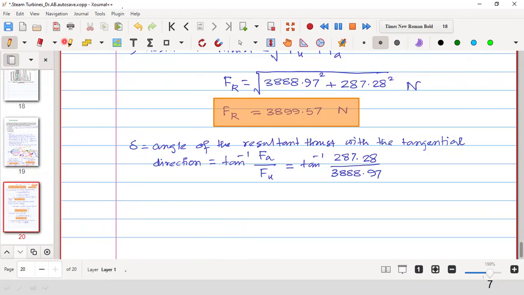It is coming to be 4.225, 4.22 degrees. So delta is equal to 4.22 degrees.